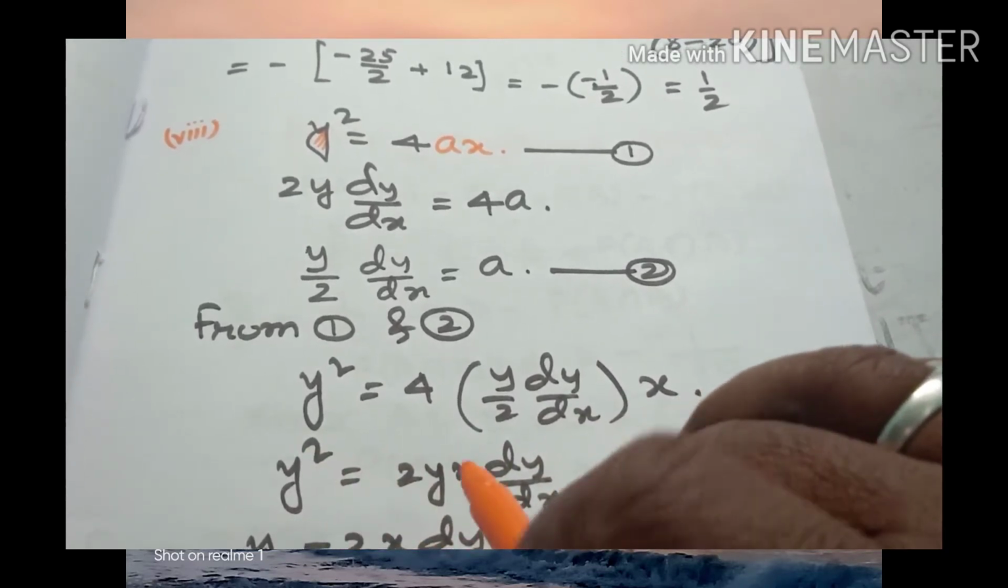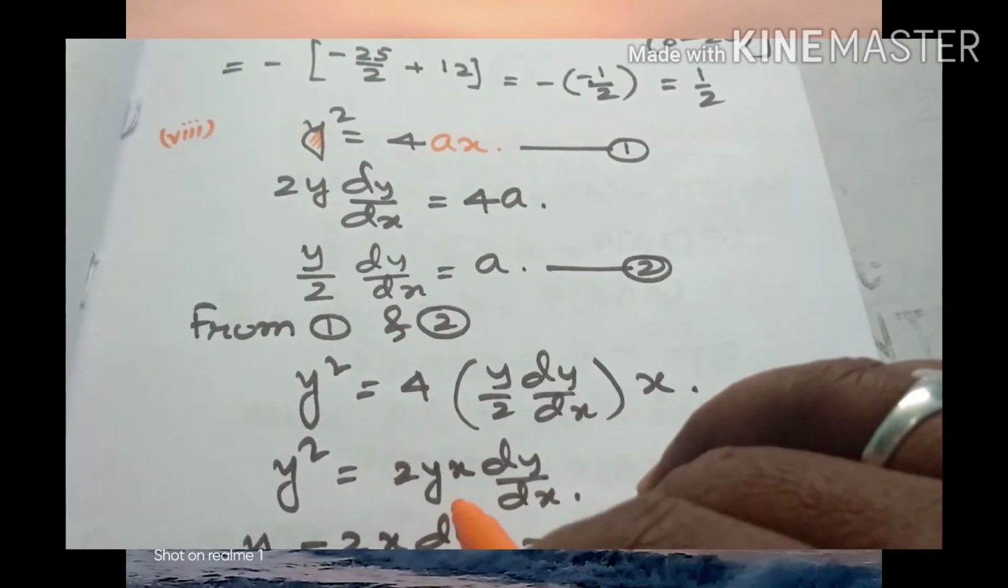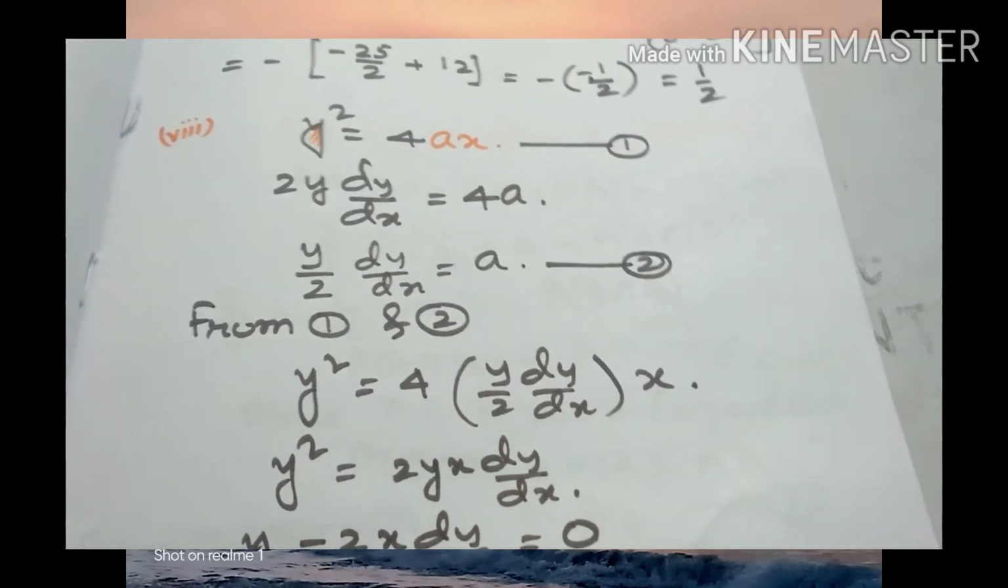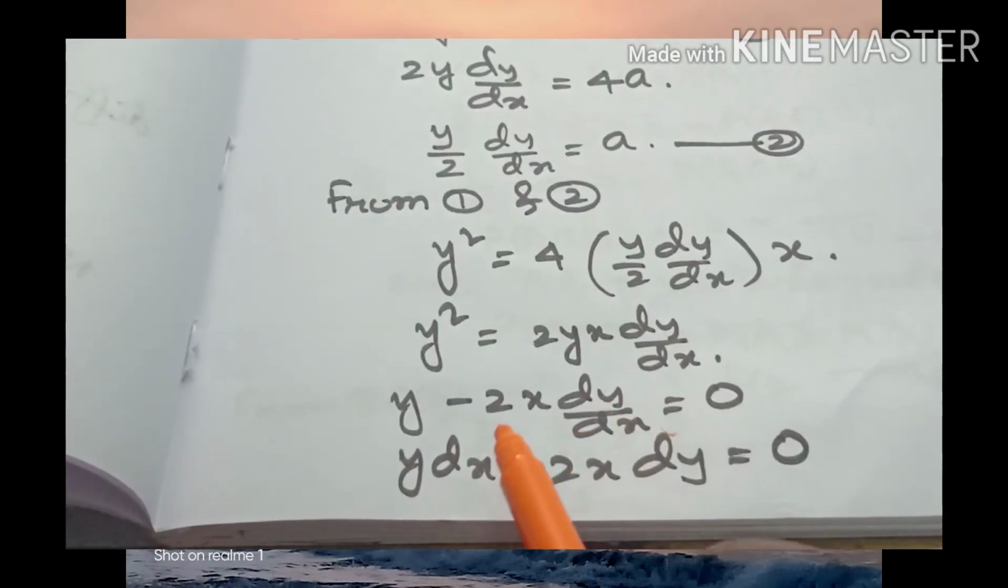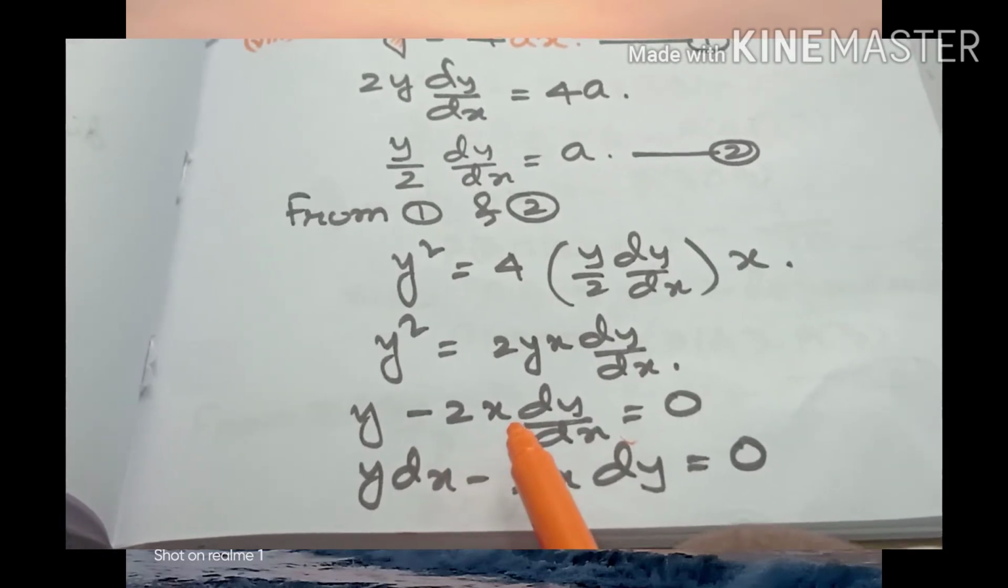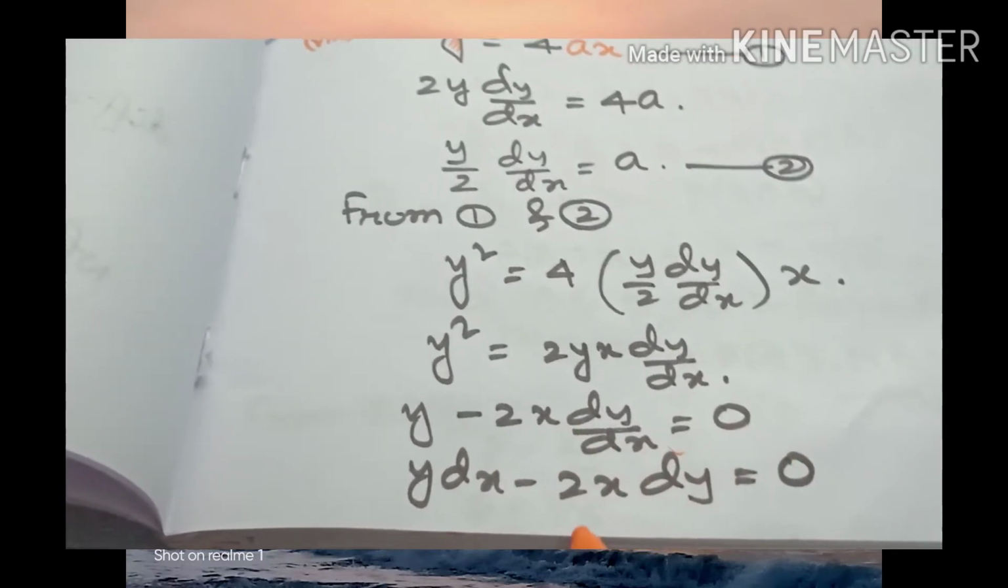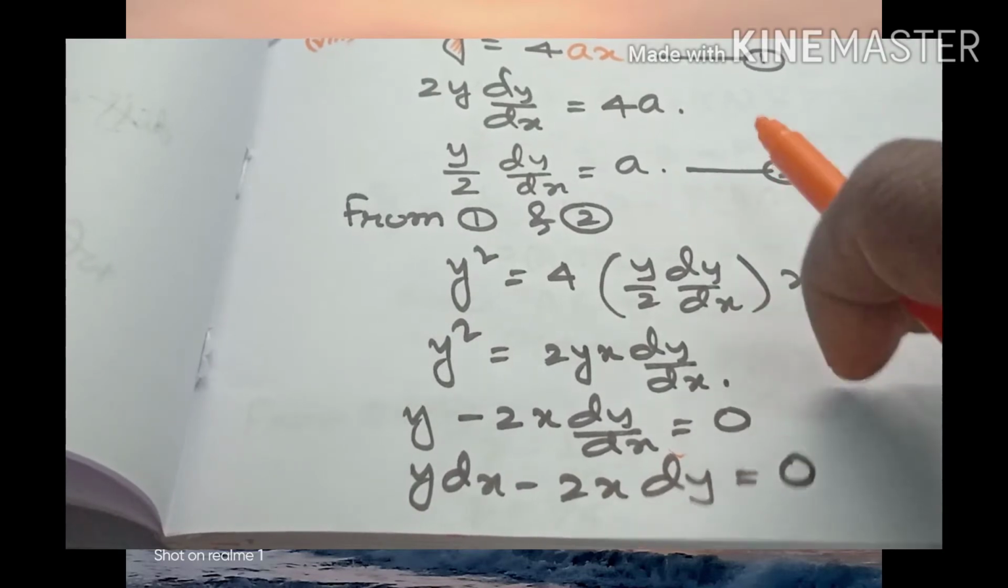So y square is equal to 4 into y by 2 dy by dx into x. So y square is equal to 2yx dy by dx. So y minus 2x dy by dx is 0, and finally we get this differential equation.